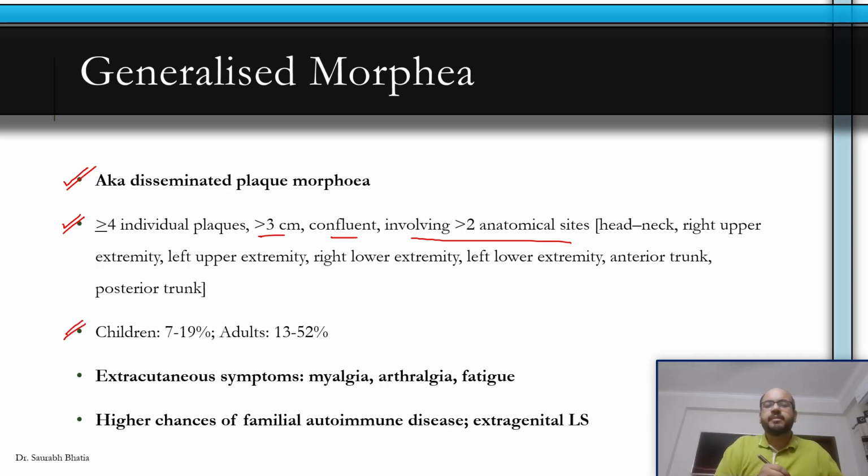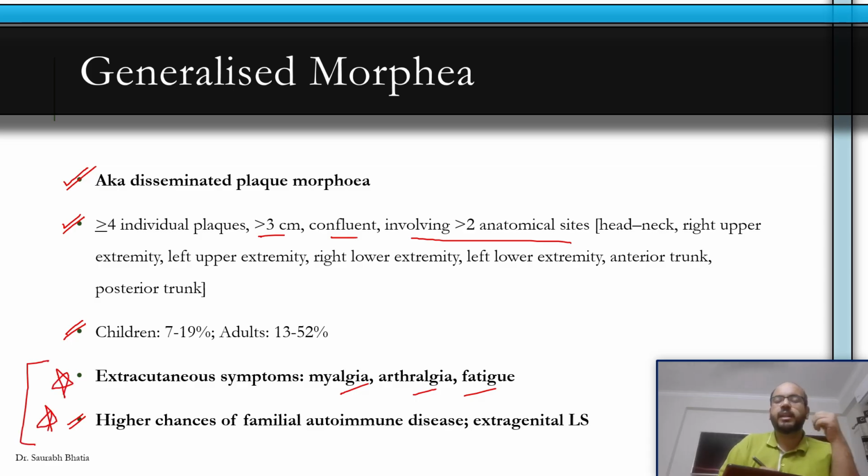It's about 7 to 19% in children and about 13 to 52% in adults. Now, the important factor to remember about generalized morphea is that it is associated with a lot of extracutaneous features. So all the features like myalgia, arthralgia, fatigue, the B symptoms or the extra inflammatory symptoms like myalgia, arthralgia, fever, fatigue, malaise, all of these are more associated with generalized morphea. There's also a higher chance of familial autoimmune disease, and also a higher chance of developing extragenital lichen sclerosis. So these 2 points make it important to label a person as generalized morphea, so that you can keep an eye out on these kinds of extracutaneous manifestations.